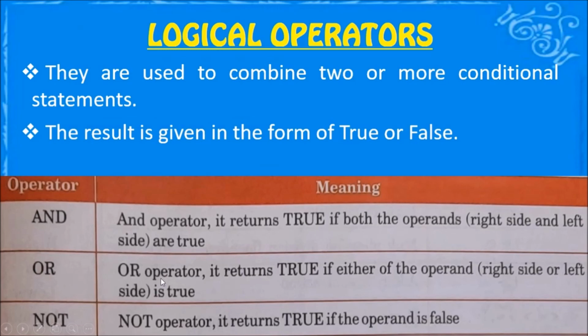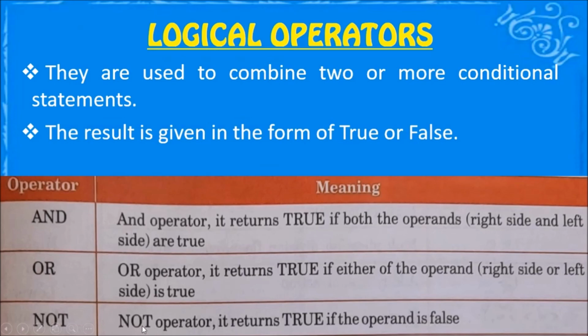The OR operator returns true if either of the operands, either right side or left side, is true. In the AND operator both have to be true, but in the OR operator any one has to be true. The third is the NOT operator, and it will return true if the operand is false. It will give you the opposite value.